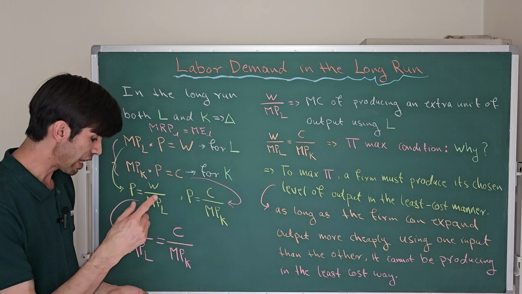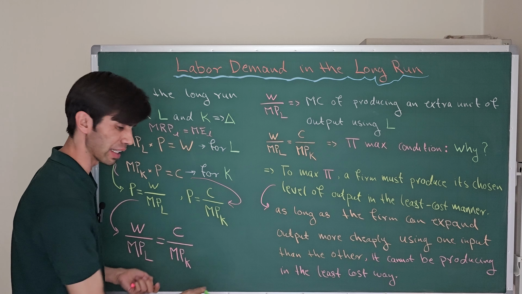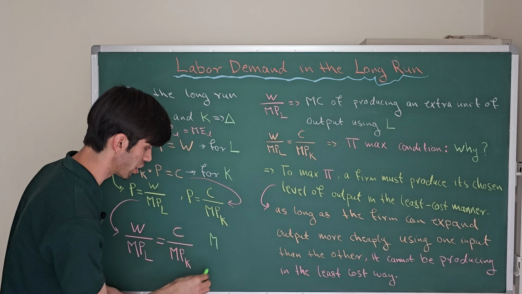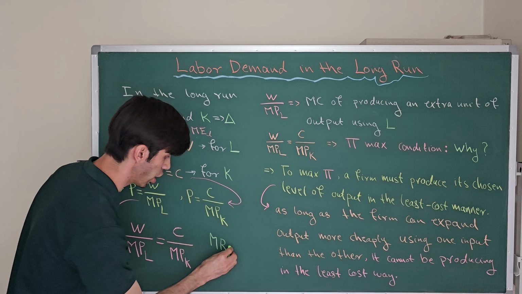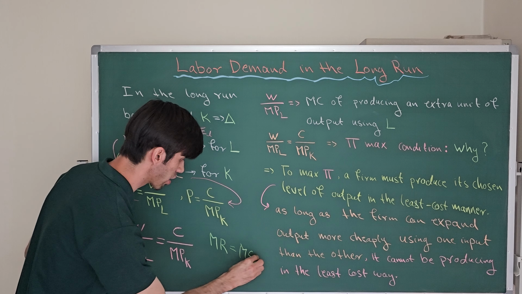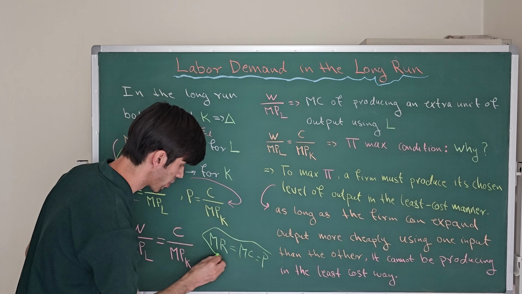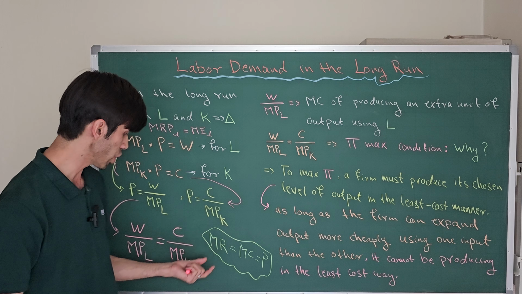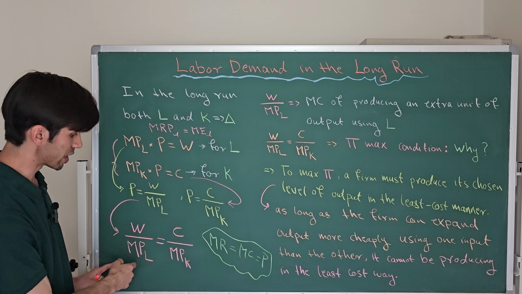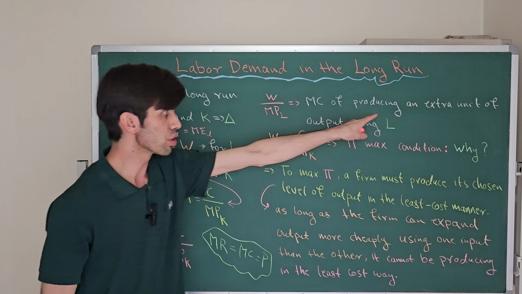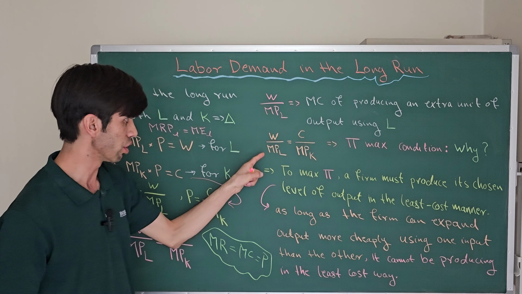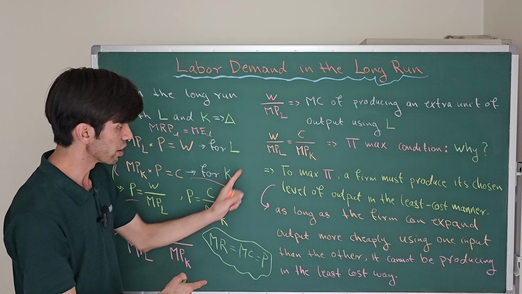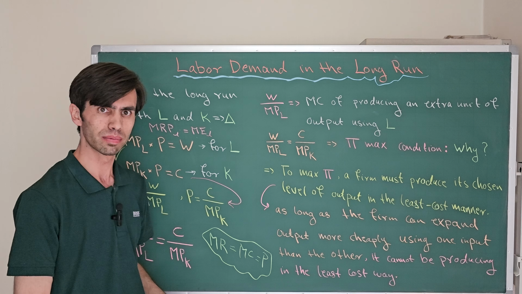So overall, when we are operating in the perfectly competitive market, we know that the profit maximization condition is this expression: marginal revenue should be equal to marginal cost and should be equal to price. This is the profit maximization condition in the perfectly competitive market. So here, these two are the marginal costs, when we produce an extra unit of output using labor and an extra unit of output using capital. Both of these marginal costs should be equal. Why?